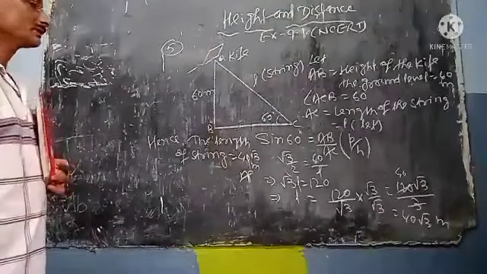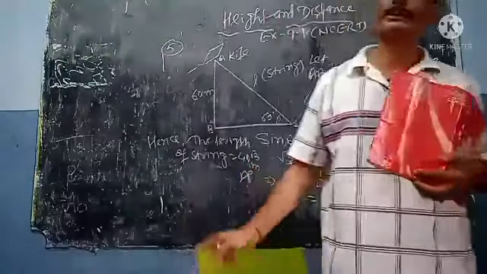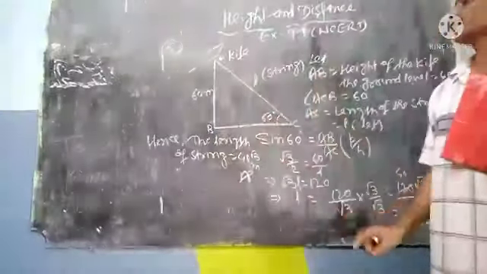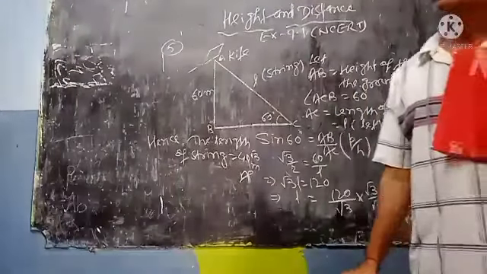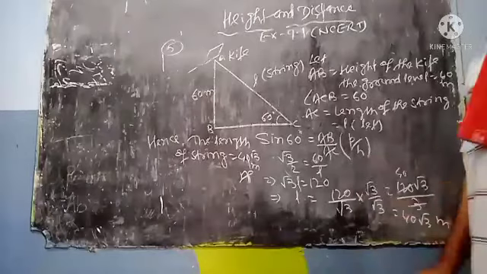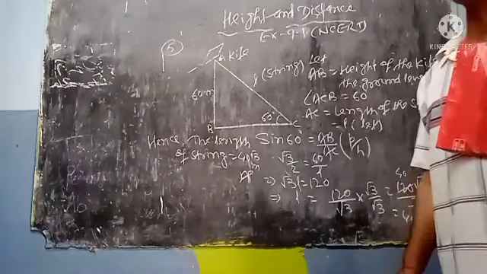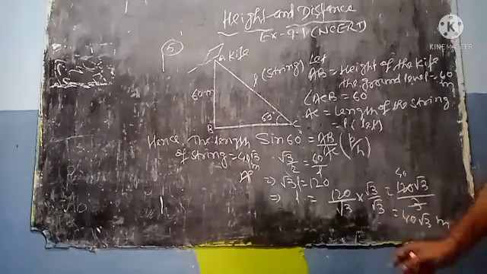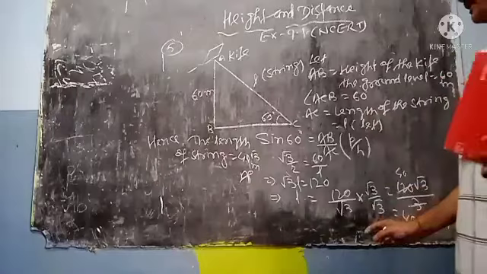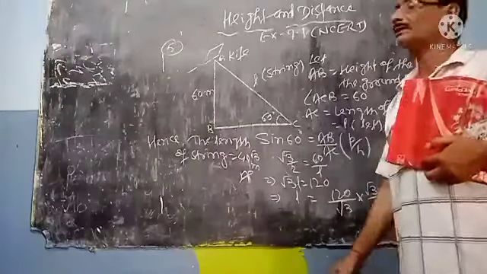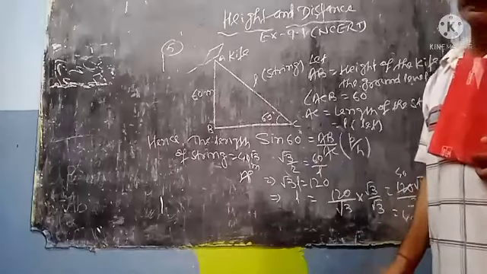Kindly write down this. Once again I am repeating, my dear students: with the help of this diagram we are showing the flying of a kite which is 60 meters above the ground level, and for that we are using a string of length L. The angle of elevation subtended between the ground level and the string is 60 degrees. We have to find what length of string we are using for this purpose.